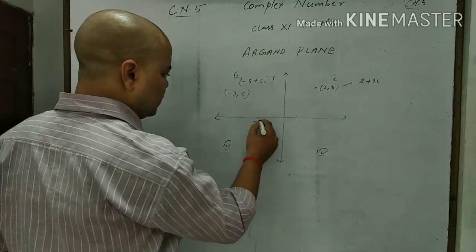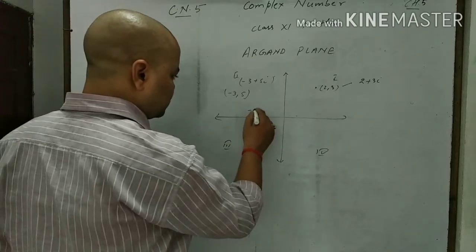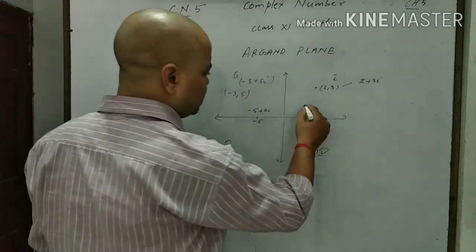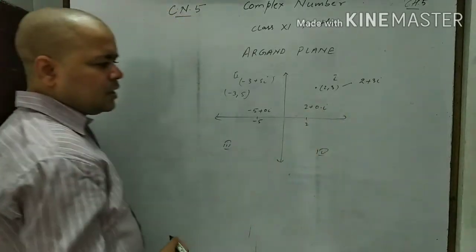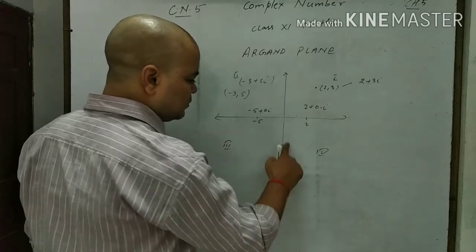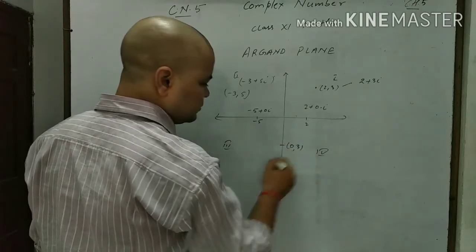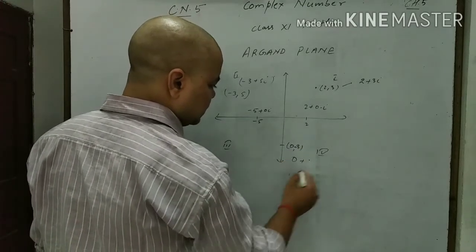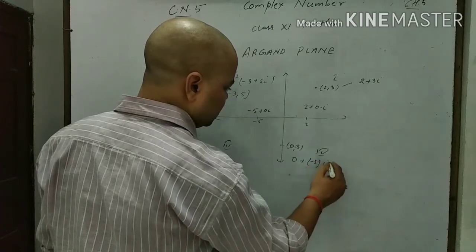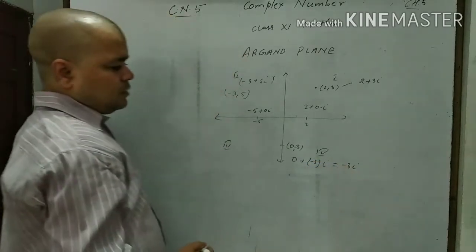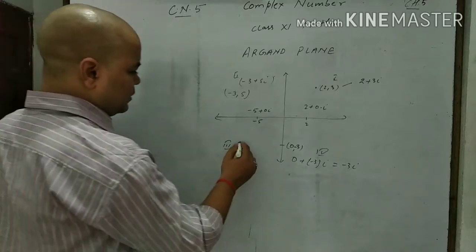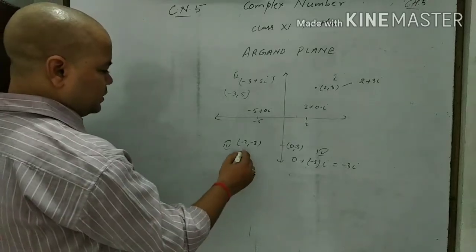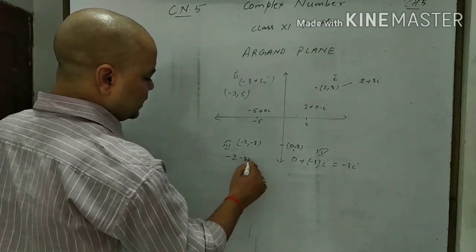If we have here only minus 5, then it will be minus 5 plus 0i. If we have here 2, then it can be 2 plus 0 into i. If we have here (0, minus 3), then it will be 0 plus minus 3i, or we can write minus 3i. Okay. Similarly, if we have any point (minus 2, minus 3), then this can be written as minus 2 minus 3i.